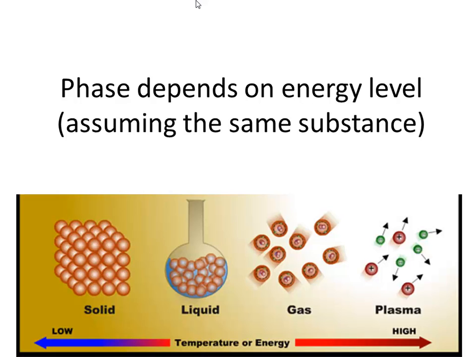You toss an electric current through neon or argon.